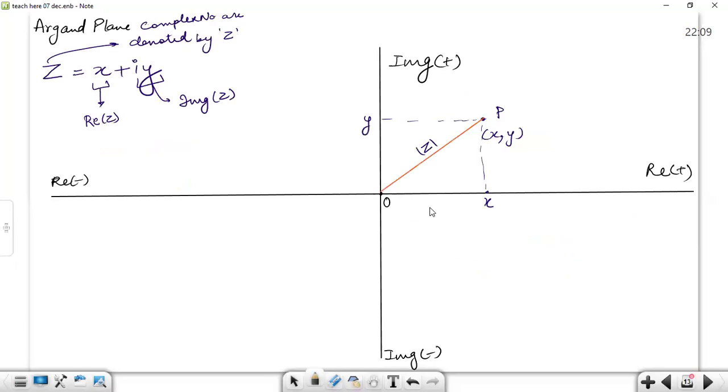If we take any point on this quadrant, x and y are its coordinates. That x is the real part, and y is the imaginary part of the complex number z. If we calculate the distance of this particular point from the center, it comes out to be its magnitude, or we may also call it modulus. Modulus of the complex number.